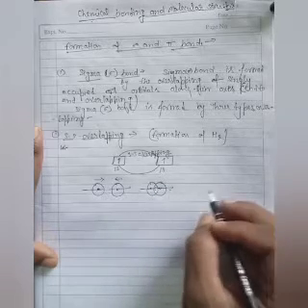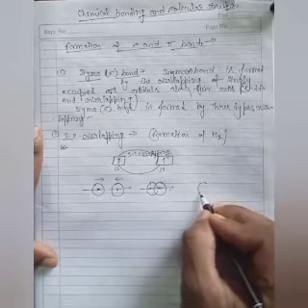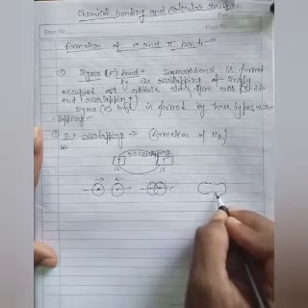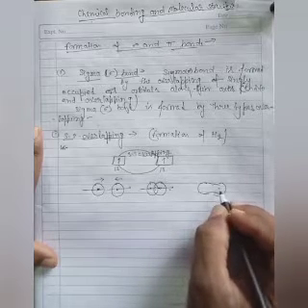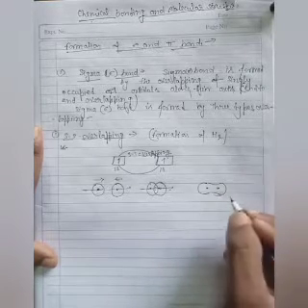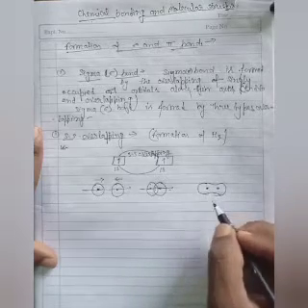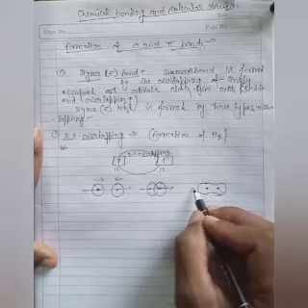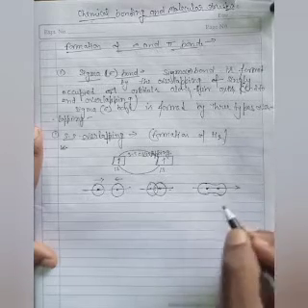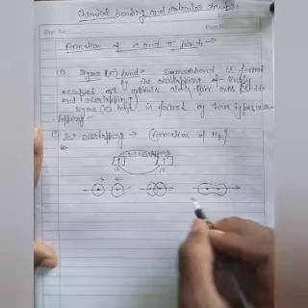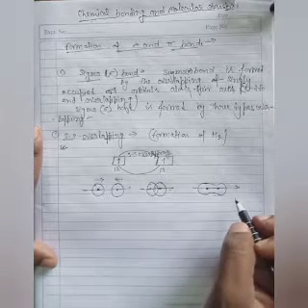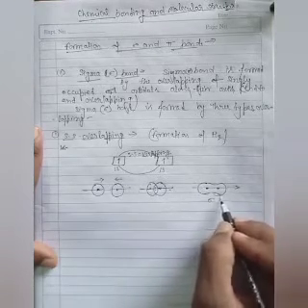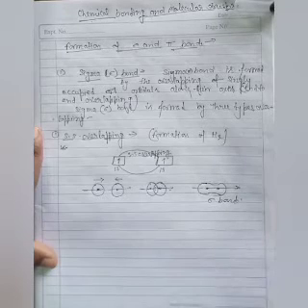So these two orbitals mix in this manner and form an H2 molecule. The two electrons come into the same molecule. The overlapping takes place at the axis, so this forms a sigma bond.